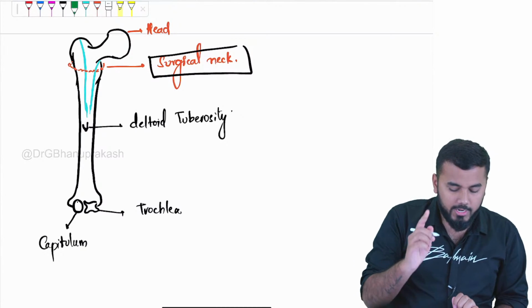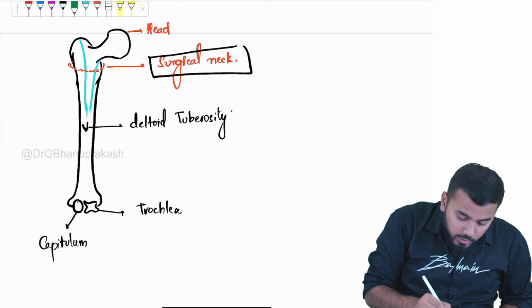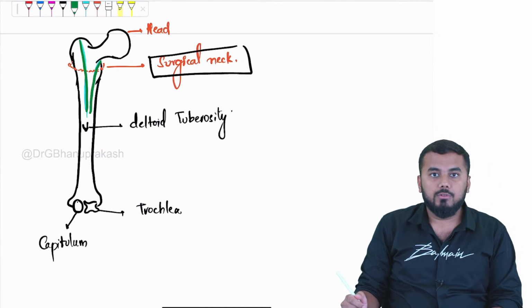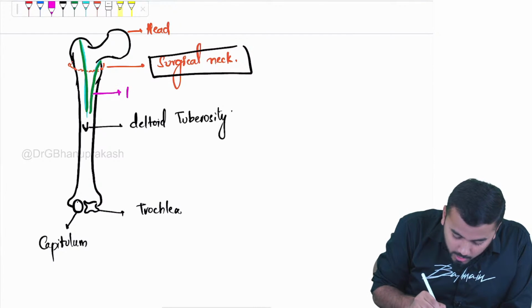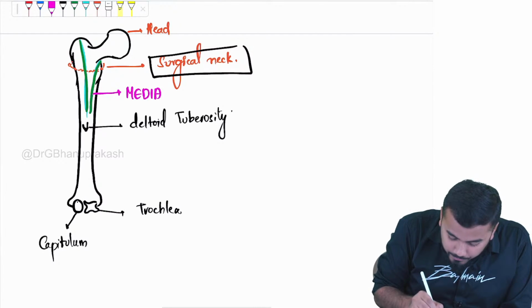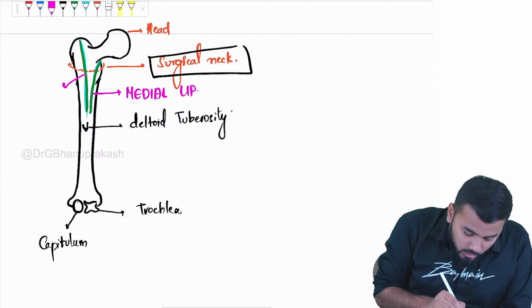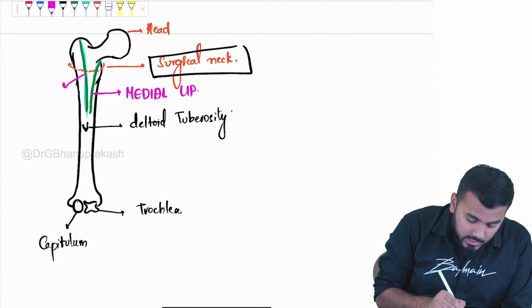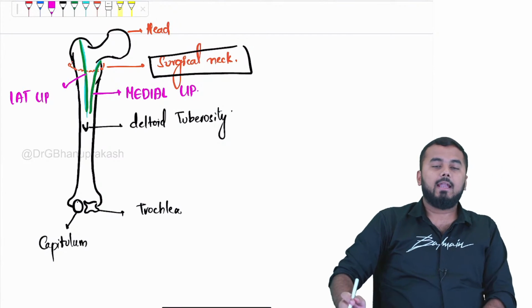The most important thing you need to know is that on the humerus bone you have two lips, like this. What are these two lips? This is called the medial lip of the humerus. And listen very carefully, guys, from here n number of MCQs will start. This is called the lateral lip of the humerus. Medial lip and lateral lip.